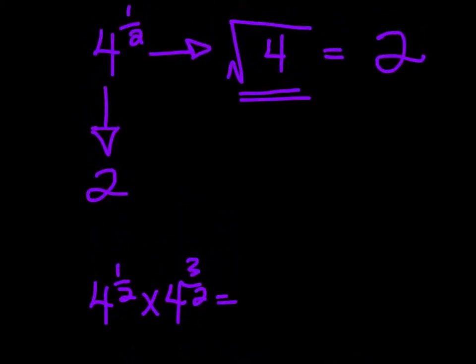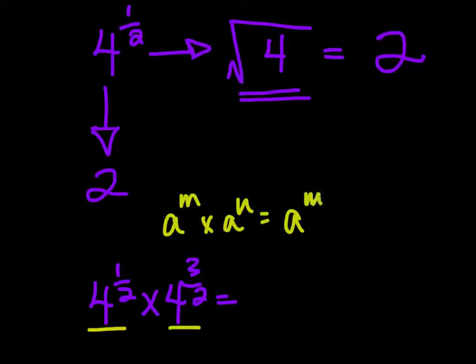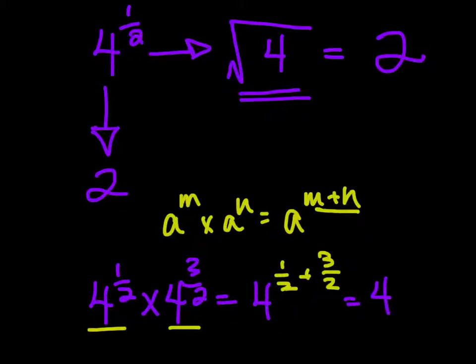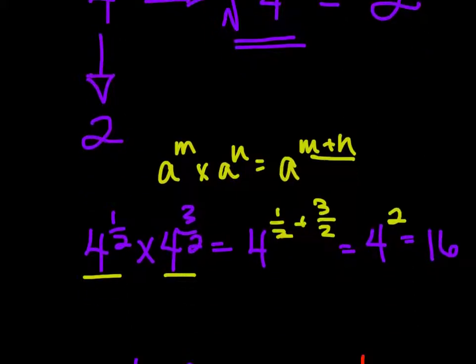We have this question: what is 4 to the half times 4 to the 3 halves? Well, we could start out with that same exponent rule where we had a to the m times a to the n, which is essentially a to the m plus n. So adding those exponents, we could say we have 4 to the half plus 3 halves. So 1/2 plus 3 halves would equal 2, so we get 4 squared, or 16.